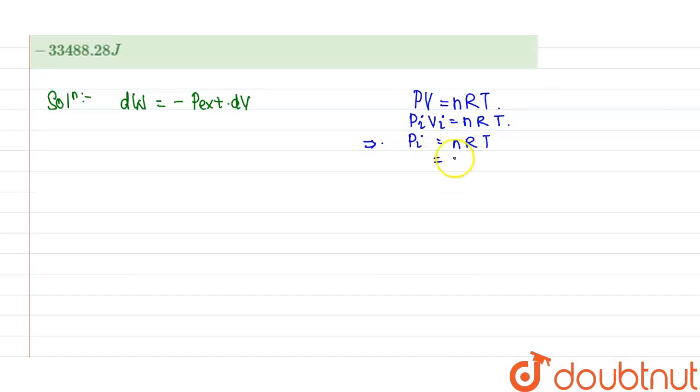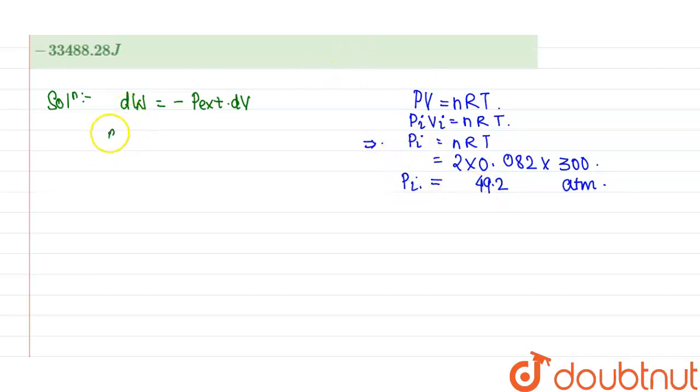Now n is equal to 2, and the final pressure Pf is given in atm, so we will be calculating Pi in atm only. R will be 0.082, as the value of R in atm is 0.082 liter atm Kelvin inverse mole inverse, and the temperature is 300. So this value comes out to be 49.2 atm. So we have calculated the initial pressure, Pi, to be this much.